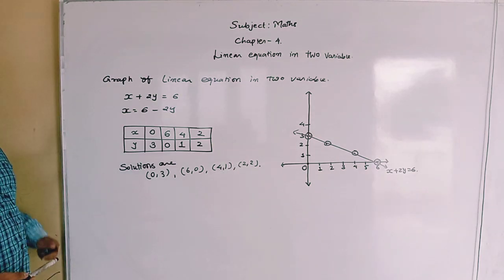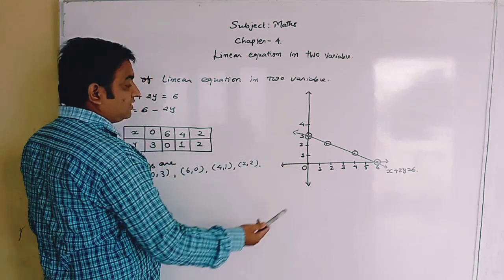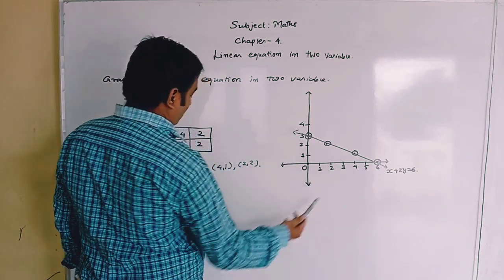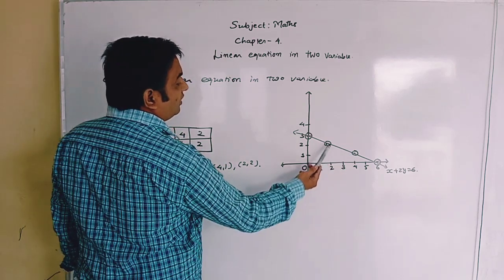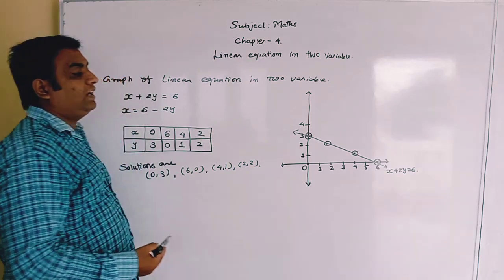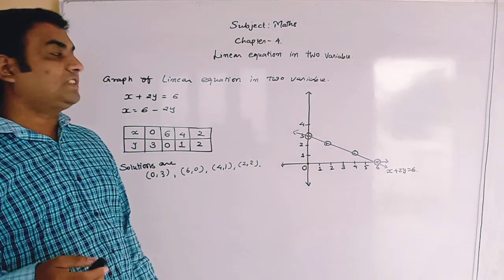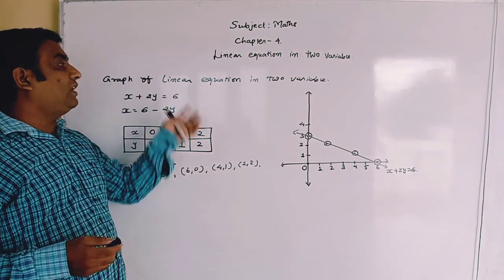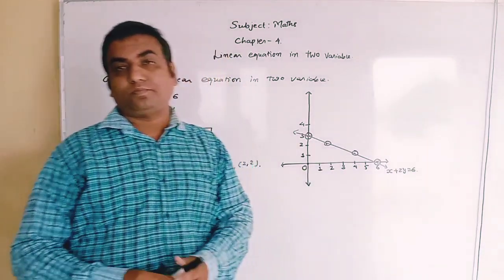So we mark these points on the graph: x 0, y 3; x 6, y 0; x 4, y 1; and x 2, y 2. We join those points and we get the line x plus 2y equals 6. So by these two examples we can say that the graph of any linear equation we draw is a straight line.